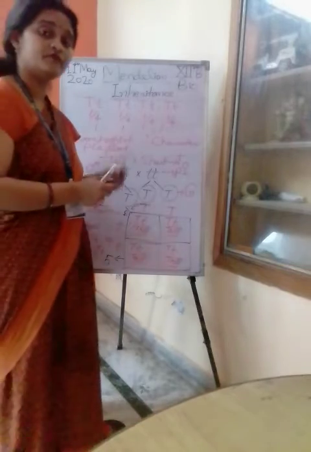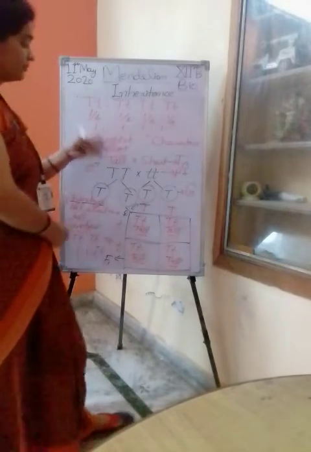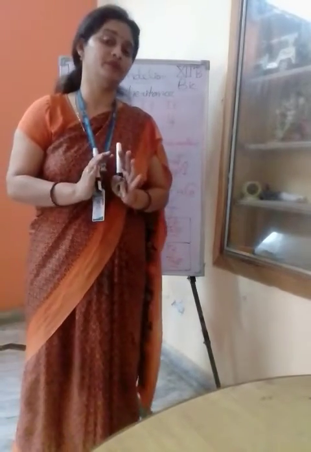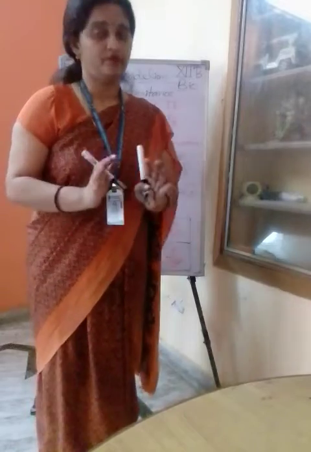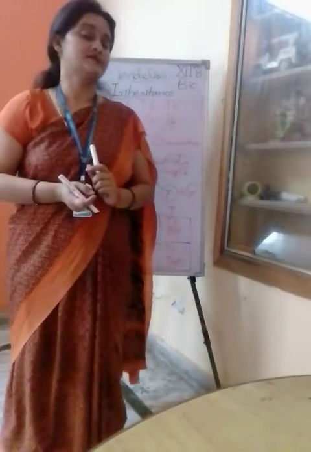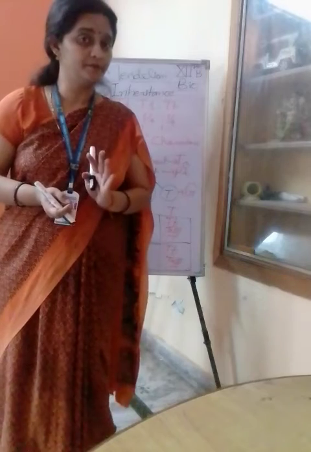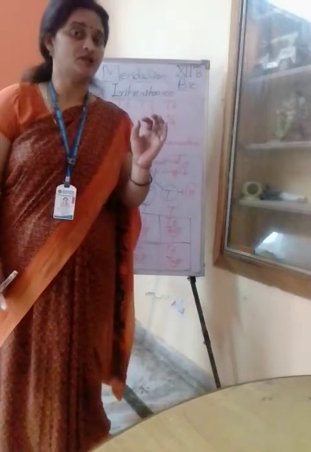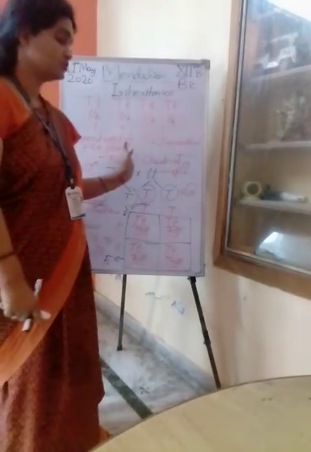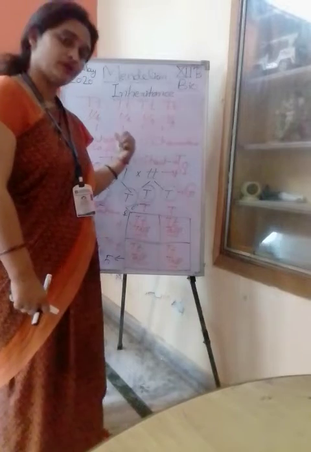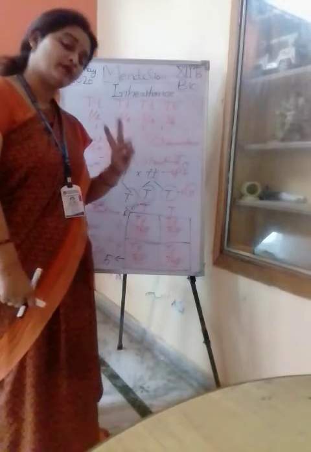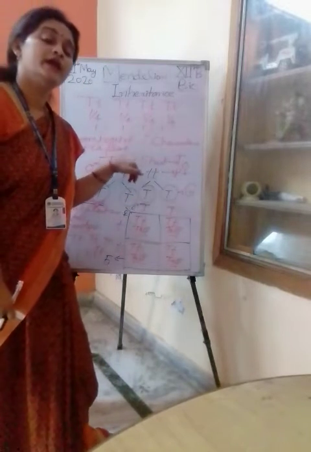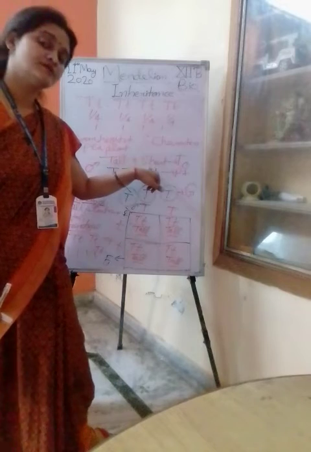How can you write the flow chart of the law of dominance and recessive? First of all, the definition of the law of dominance and recessive. We will take one character, the stem height of a plant. Now we will take two varieties of the character: tall and short. Tall and short are the varieties of stem height of the plant.